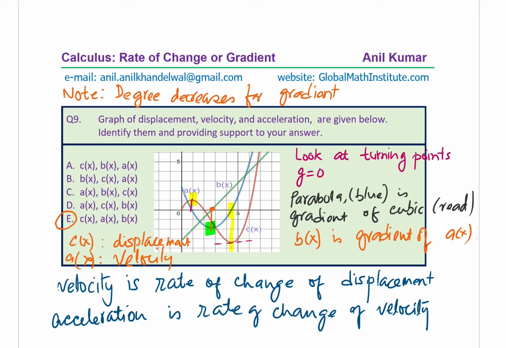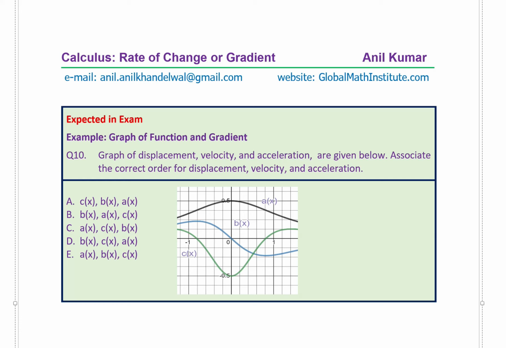find the answer. So let's take one, which is question number 10 for us. Now, those are the questions which are expected in the examination, and they could be very difficult. So question number 10 here is, graphs of displacement, velocity, and acceleration are given below. Associate the correct order for displacement, velocity, and acceleration. The three graphs are shown, one in black, then blue, and then green. So you can pause the video and answer this particular question.